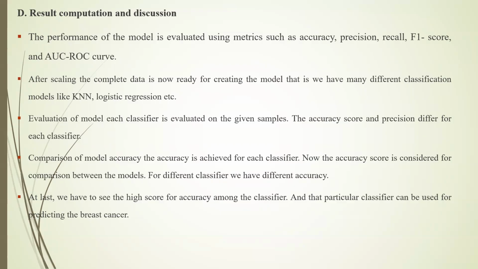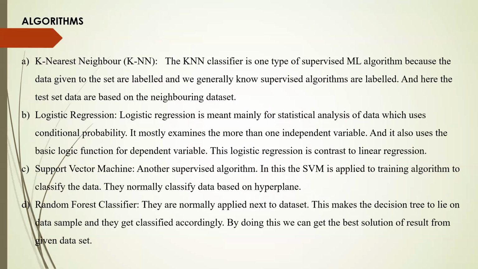That is, we have many different classification models like KNN, logistic regression, etc. In the evaluation of the model, each classifier is evaluated on the given samples. The accuracy score and precision differ for each classifier. Later on, the models are compared, and the classifier showing the highest accuracy will be taken into consideration. Now, these are the algorithms that are being used to find the best classifier for detecting credit card fraud.